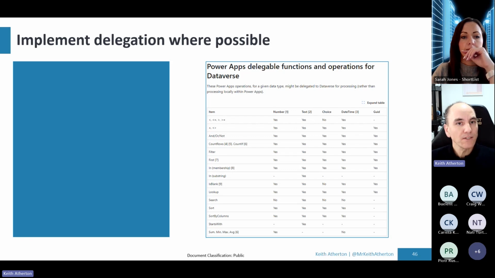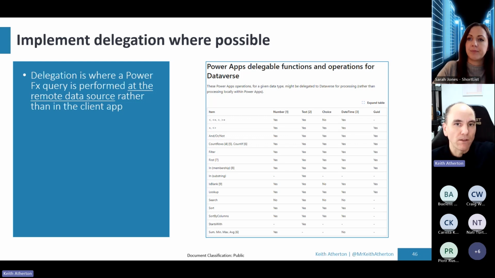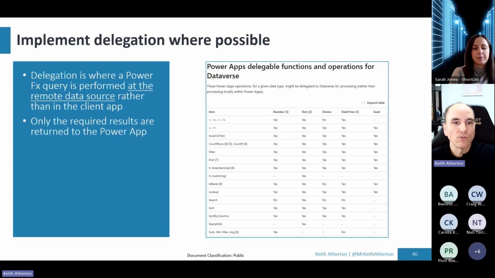In terms of what we do at the data source, I mentioned delegation as well. So just a bit of background, delegation is where you run the Power Fx query in the app, and if the data source is capable, it actually does the processing, like the filtering, at the big powerful data source and just returns the results that you need to the app. And if you can't delegate, it might try and bring back all the data to the app, which is going to be slow and too much data, and then try and do the filtering and everything in the app itself. So really, we want to use delegation where possible.